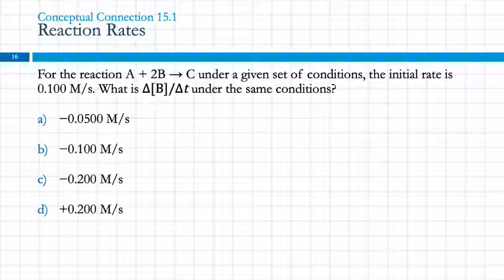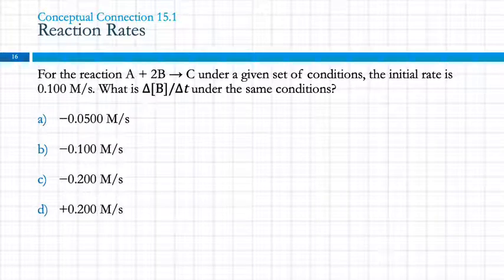It's more conceptual. So for the reaction A plus 2B forming C under a given set of conditions, the initial rate is 0.1 molarity per second. What is the rate of change for B under the same conditions? So change in B divided by change in T. So if the rate of this reaction is 0.1, let's maybe do one that's a little easier first. What's the rate of change for A?